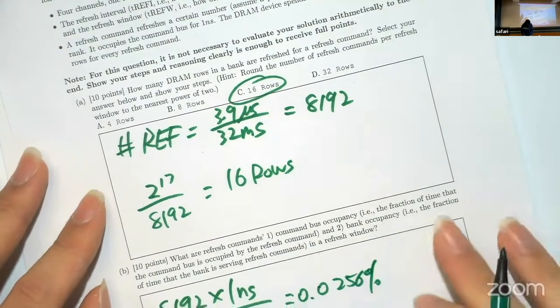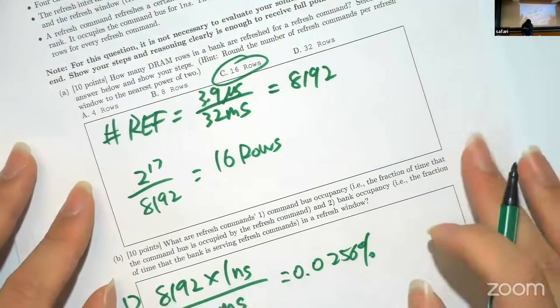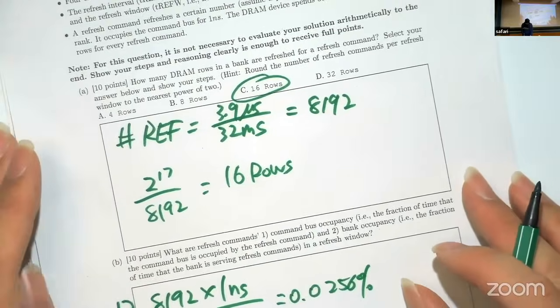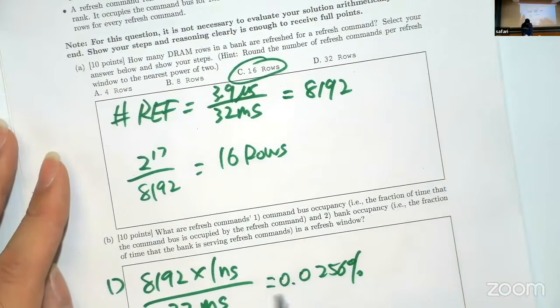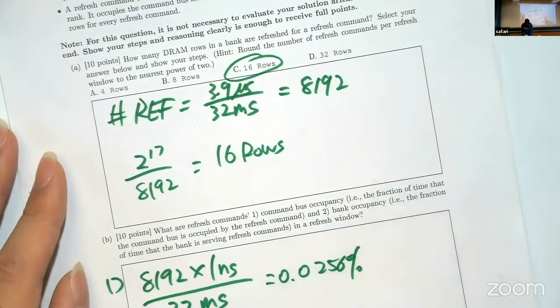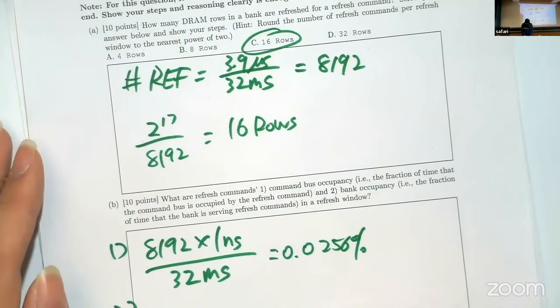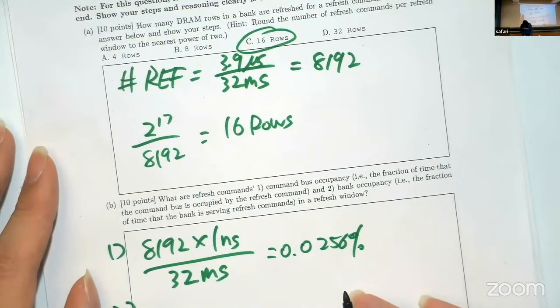0.0256%. And as a reminder, in the actual final exam, you do not have to evaluate these equations as long as you have the proper units and your intention is clear. We will give you full points without a final numerical answer.